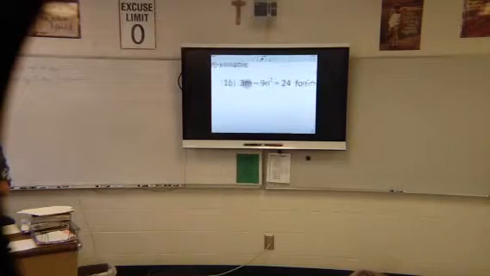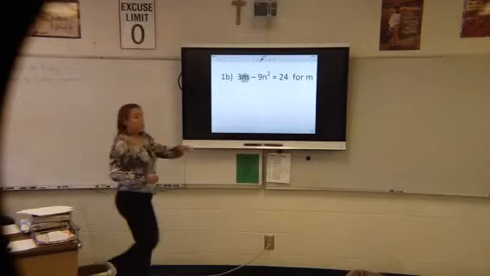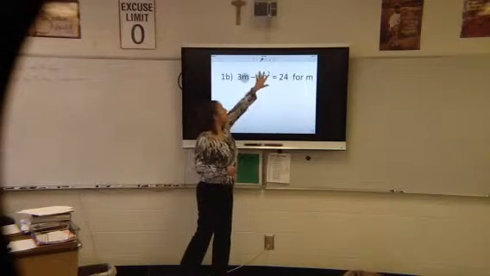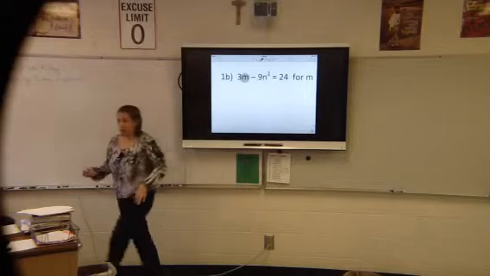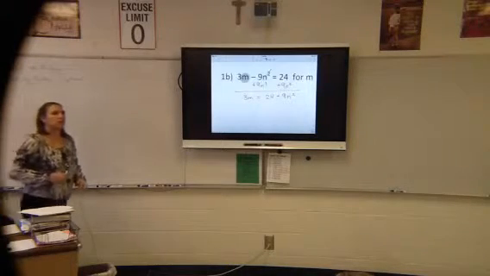Add 9. So what do you think your first step here would be? Okay, but 9 what? N squared. Okay, so we're going to take the whole thing and move it over. Okay? So I'm going to add 9n squared to both sides. So that cancels. So 3m equals 24 plus 9n squared. Okay, you can't add those together because one has an n and the other one doesn't have an n.